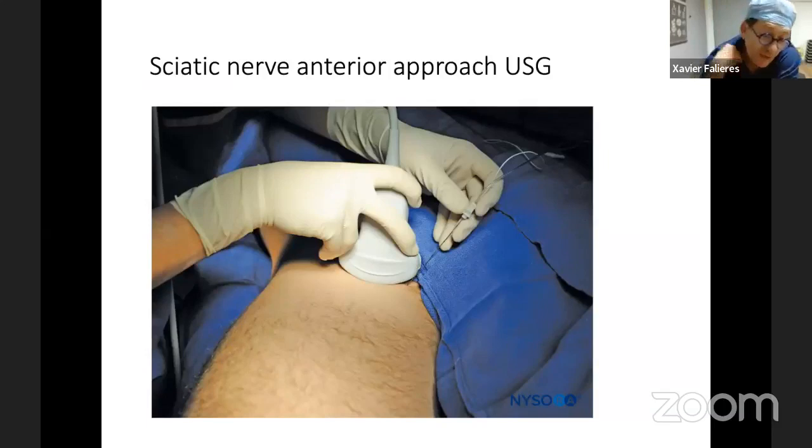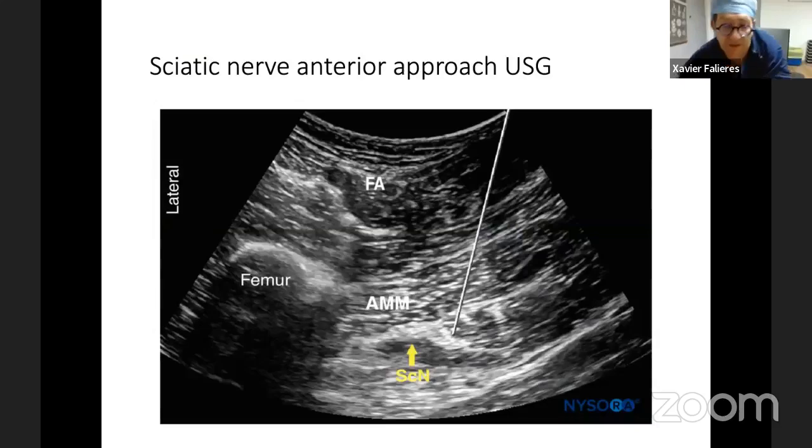Much easier when you have an ultrasound, and a growing, interesting approach to the sciatic nerve, is the anterior approach with ultrasound guidance. You will see here at the front side, at the upper side of the thigh, the femoral artery, the femur, and the sciatic nerve. It's very interesting. Just under the adductor magnus, you will see the nerve.